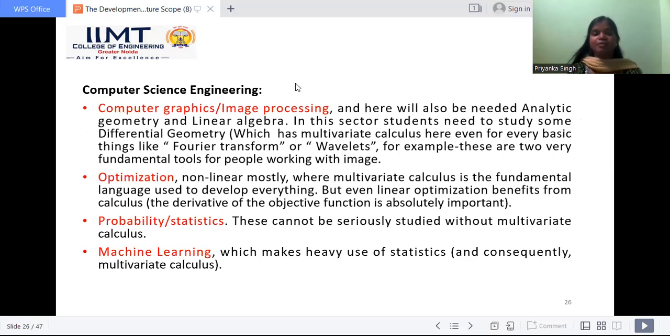Computer science engineering: computer graphics, image processing. And here we will also need analytic geometry and linear algebra.